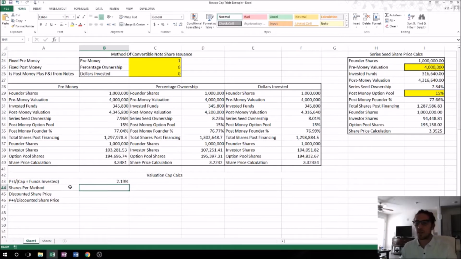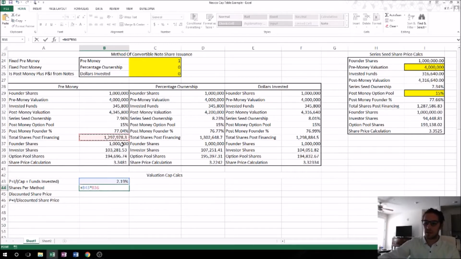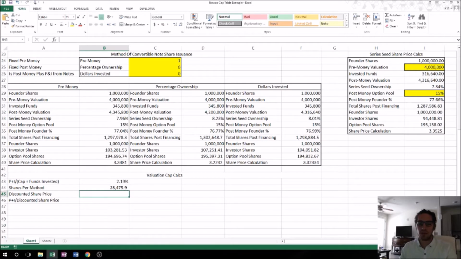And then we have to figure out the shares per that method. So that's pretty simple. We just multiply that 2.19 times the total shares post financing, and we get 28,475, which would be the number of shares that convertible note is issued per this method.